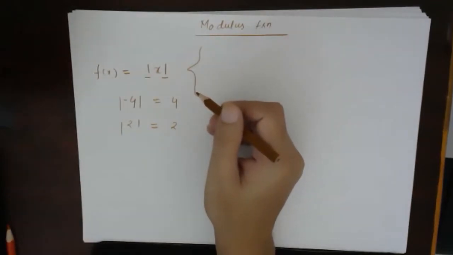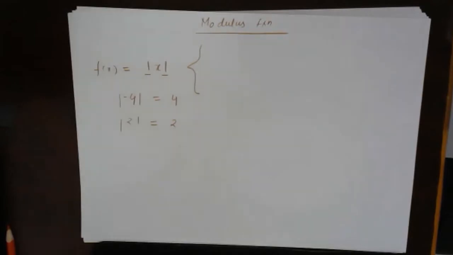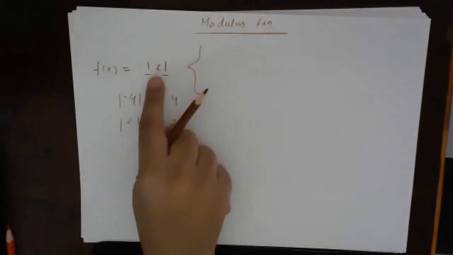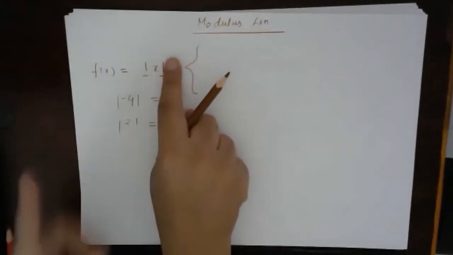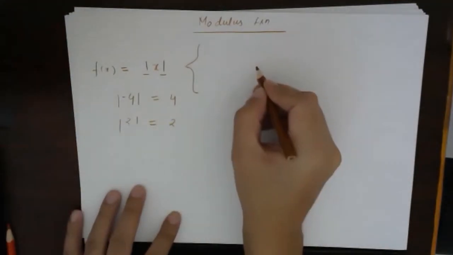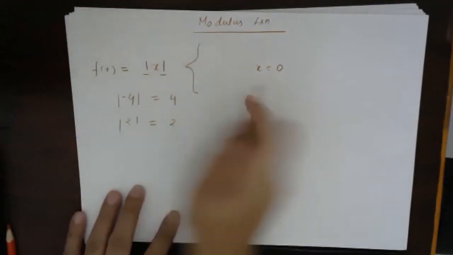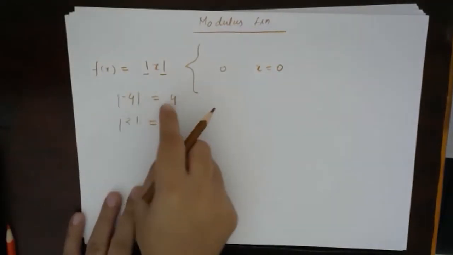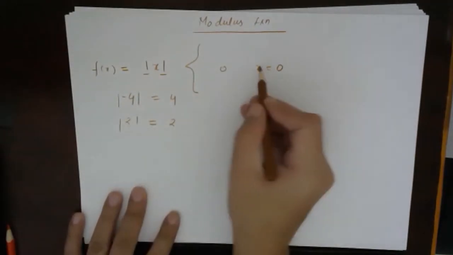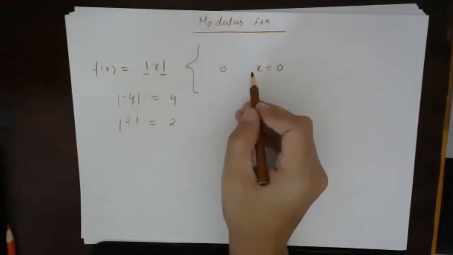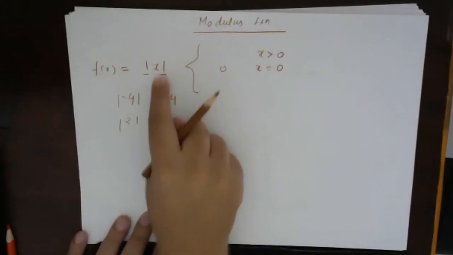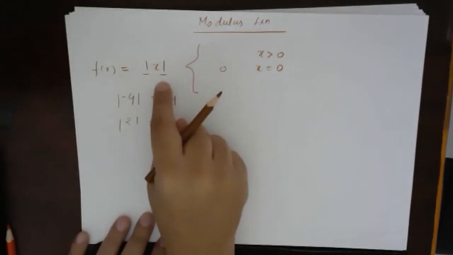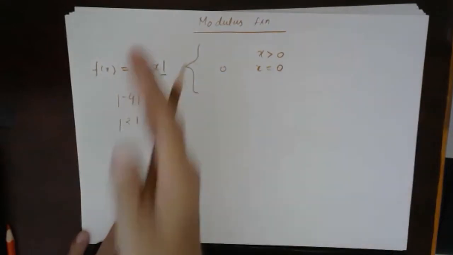Always by dividing the whole domain, or dividing the values of x, into the parts where the modulus is becoming 0. Where the part inside the modulus is becoming 0, at x is equal to 0, the output of the function will be 0. Now, if x is 0 or x is positive, when x is greater than 0, whatever value you substitute, it will simply give you the same output.